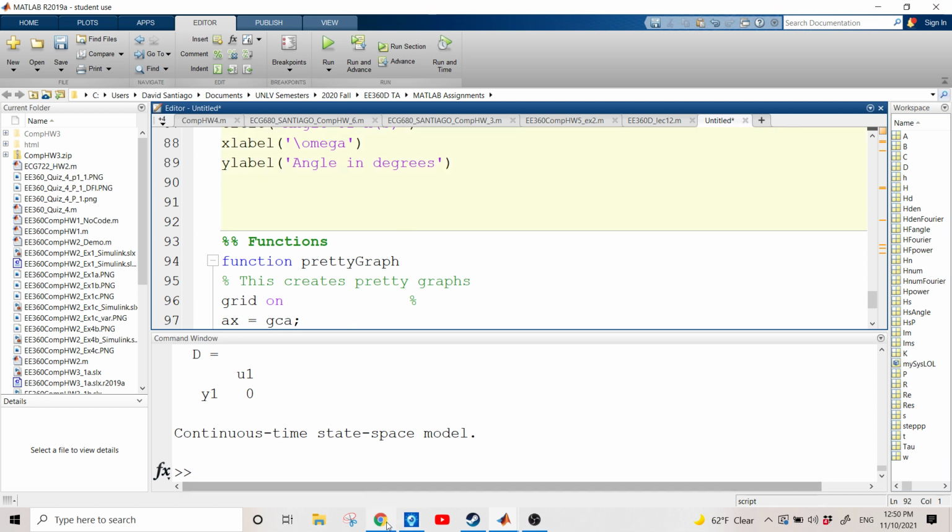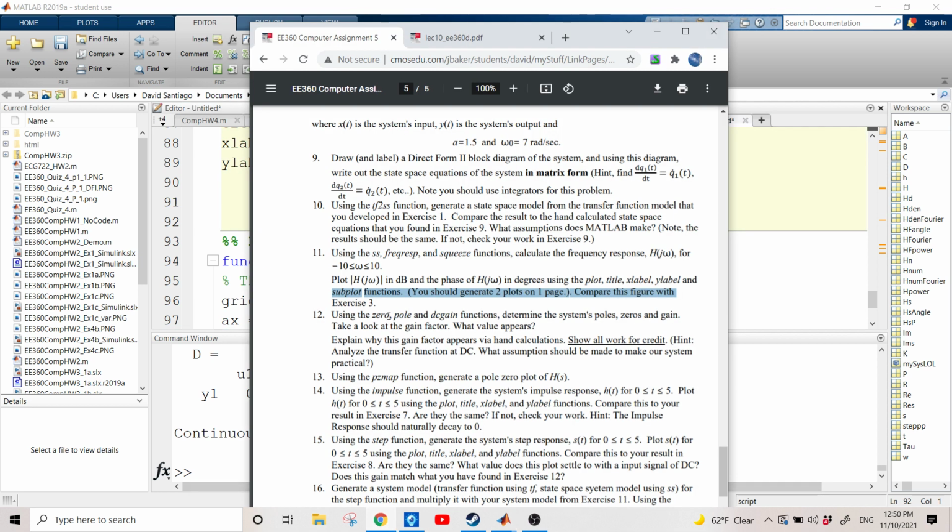Alright, so now the next thing is using zero, pole, and DC functions, determine the system's poles, zeros, and gain. Take a look at the gain factor. What value appears? Let's see. Explain why this gain factor appears via hand calculations. Analyze the transfer function at DC. What did I do here? Oh, I know exactly what it's doing.